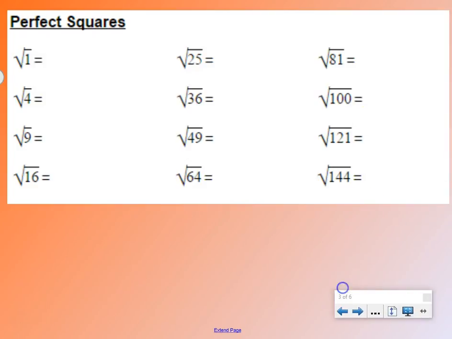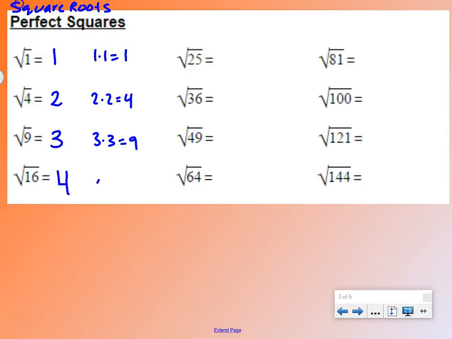So we're actually doing the square roots of perfect squares. The square root of 1 is 1. The square root of 4 is 2. The square root of 9 is 3. The square root of 16 is 4. And this is because 1 times 1 equals 1, 2 times 2 equals 4, 3 times 3 equals 9, 4 times 4 equals 16. So we're squaring these numbers. That's 1 squared, this is 2 squared, this is 3 squared, this is 4 squared. So they're opposites of each other.